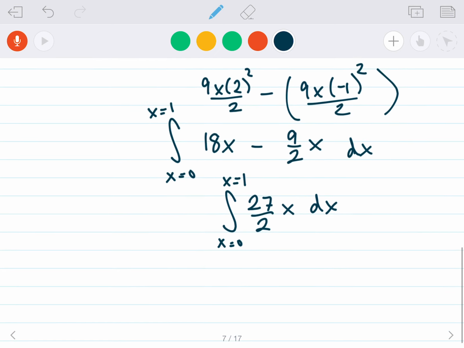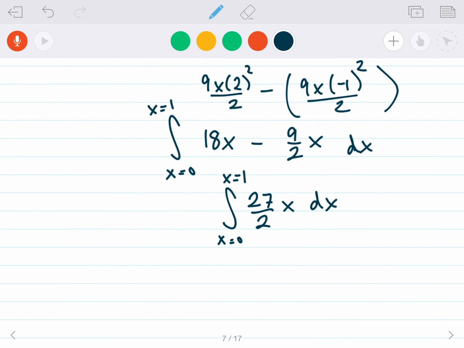All right, let's go ahead and compute this. So let's go ahead and integrate this with respect to x. So this is going to give us 27 halves x squared over 2. Okay, so this is just 27x squared over 4. And I'm going from 0 to 1.